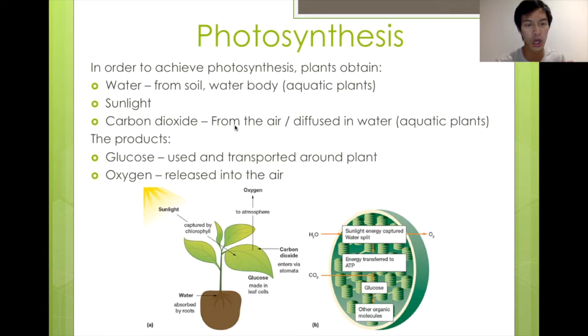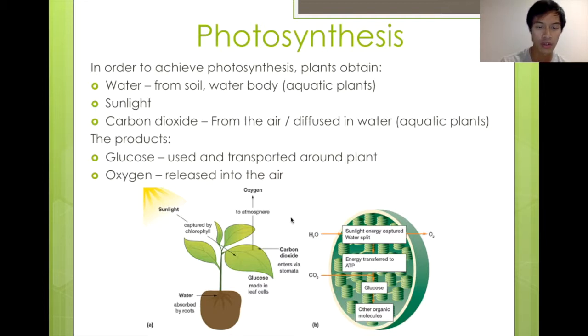And the products are glucose, which is then used and transported around the plant and also converted into complex molecules, which I will talk to you about later, and oxygen, which is actually a byproduct or waste product that's released back into the air. The plant will use some amounts of its own oxygen, but when photosynthesis is really high, the surplus of oxygen gets dumped and released as a waste product.